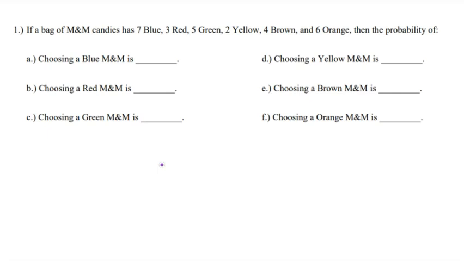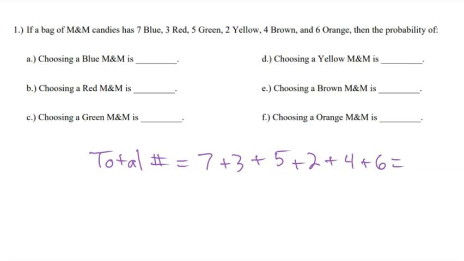So the first thing we need is the total number of candies, okay? We need the total number of candies, which is 7 blue plus 3 red, so 7 plus 3, plus 5 green and 2 yellow, plus 4 brown and 6 orange, plus 4 plus 6. If we add this together, 7 plus 3 is 10, plus 5 is 15, plus 2 is 17, 17 plus 4 is 21, plus 6 is 27. So the total number of candies is 27.